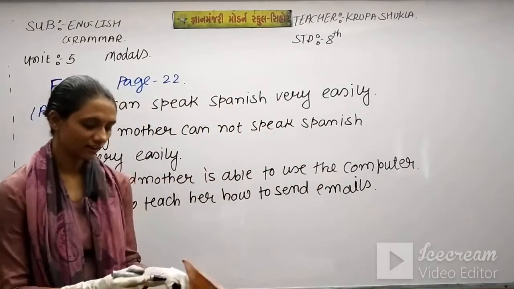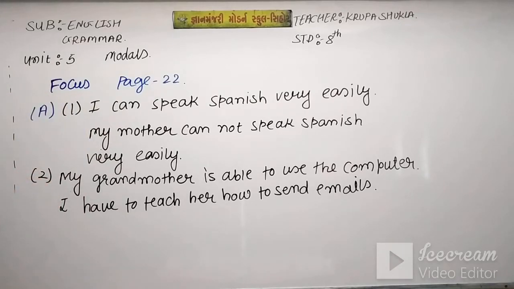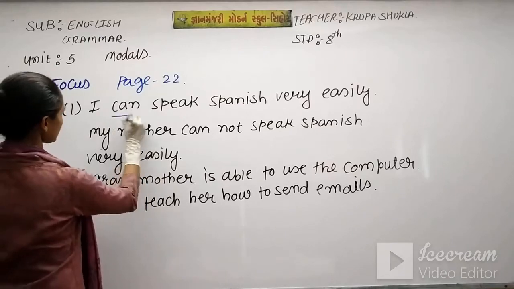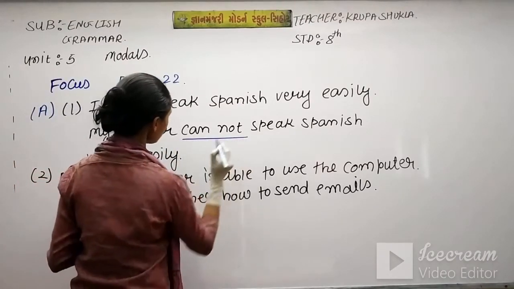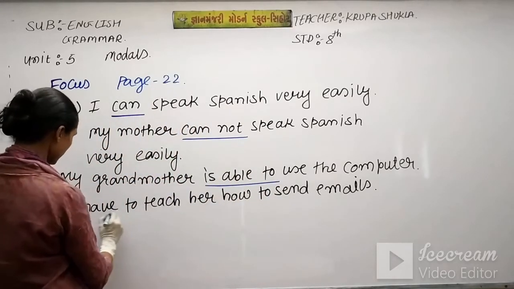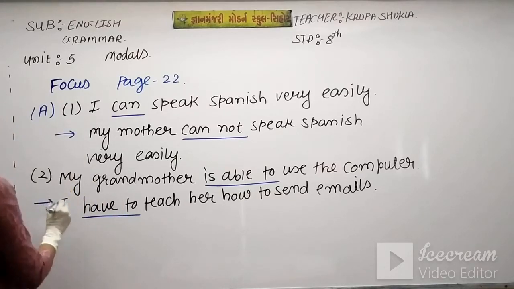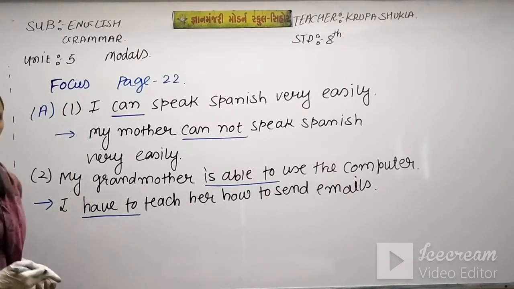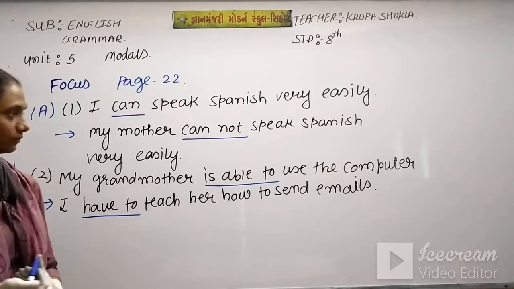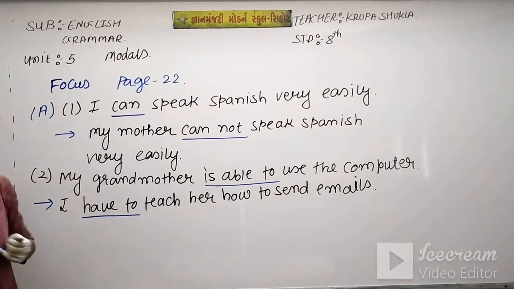Now I will underline the modals which we have used in these four sentences. In the first we have used can, here we also use can, here we use is able to, and here we used have to. So this is focus exercise A, first and second. Student, you have some time to note this down in your book. Please write along with me so that you can complete your book on time. Please note this down, student.